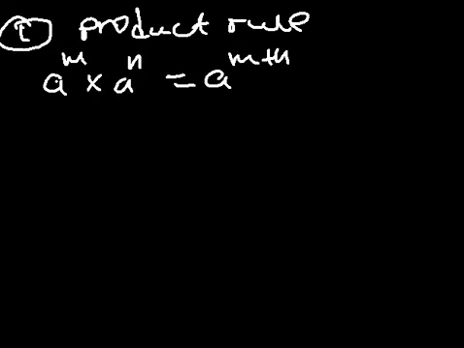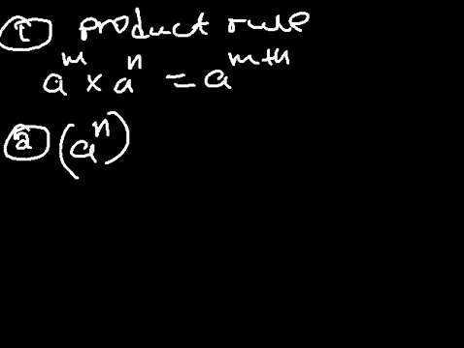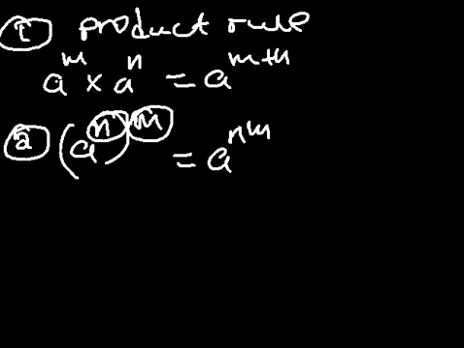And we also have what we call the power product rule. What is the power product rule? The power product rule states that if we have, let's say, a to the power m, all to the power n, this is the same as having a to the power n times m, where the powers multiply one another. So that's the principle behind the power product law.